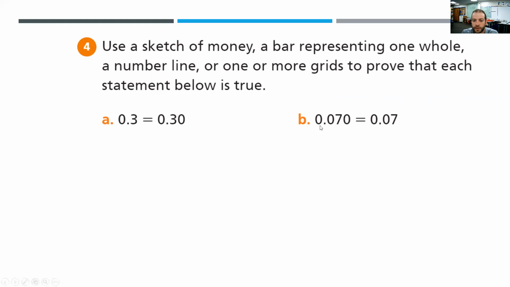Look at B. You have 7/100 or 1/1000th, which is 70 slivers of a penny. That would be gross to show. And then you have 7 pennies. 7 pennies is the same thing as 70/10ths of a penny.